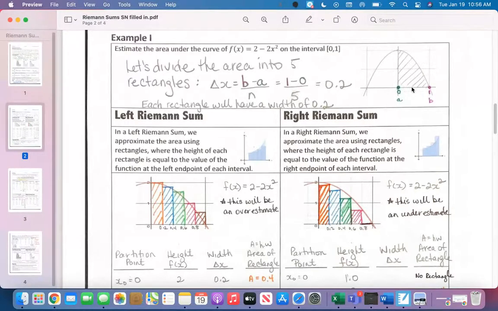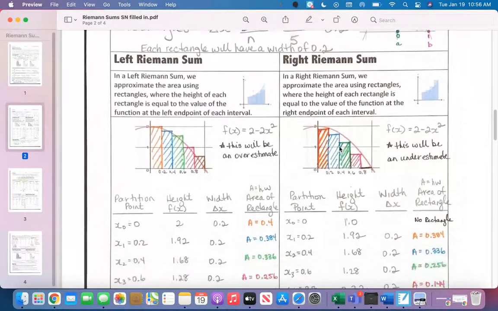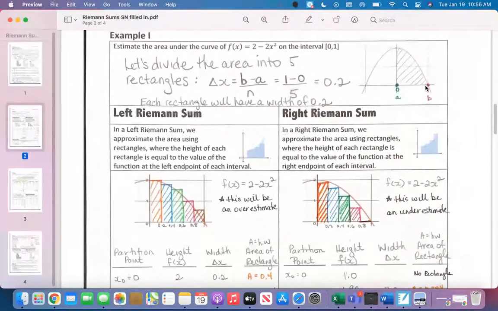Because the widths will be on my x-axis, I'm going to call this delta x. So the change in x in each one of my rectangles is going to be 0.2, because if I take this length between 0 and 1, I know that length is going to be 1. If I divide 1 by 5, then each rectangle will have a width of 0.2. So using those widths of 0.2, I'm going to divide this area into rectangles. And then I'm going to calculate the areas of the rectangles two ways. I'm going to calculate them using what's called a left Riemann sum, and then I'm going to calculate them again using what's called a right Riemann sum.